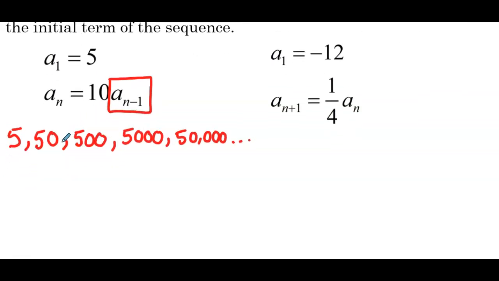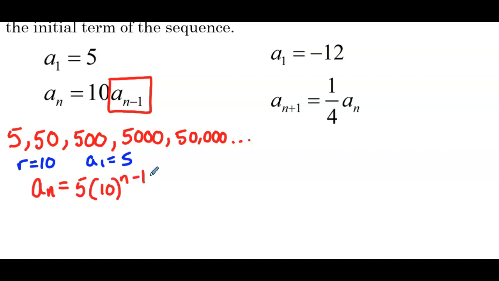So now we want to write the explicit formula. So a sub n equals, well, the common ratio in this was 10. The first term was 5. So we have 5, and the base is 10 to the n minus 1.